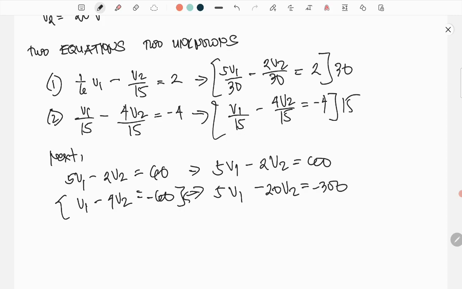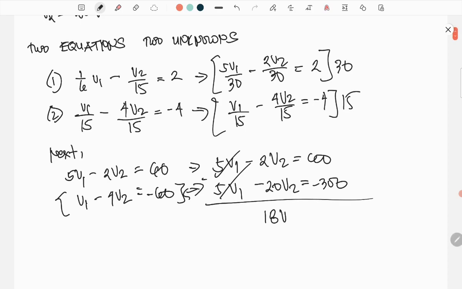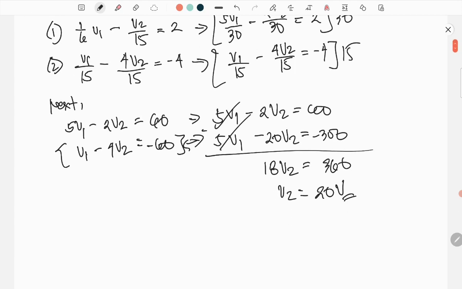Now if we want to eliminate V1, we just subtract the two equations. Then negative 2 minus negative 20 is equal to 18 V2, which is equal to 60 minus negative 300, that's 360. So V2 is equal to 360 divided by 18, which gives 20 volts.